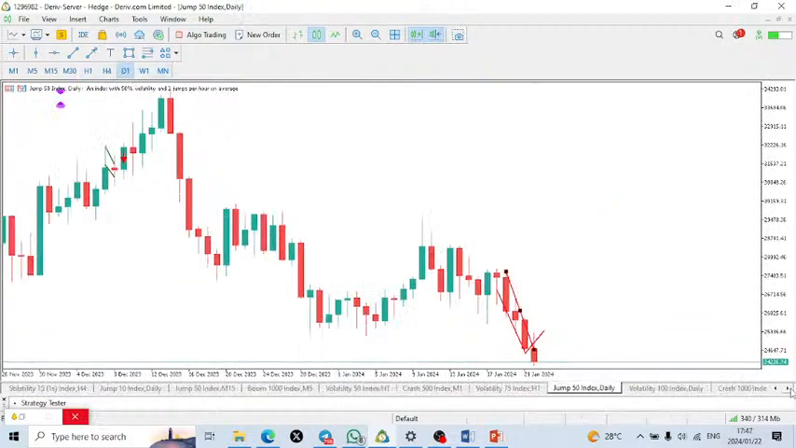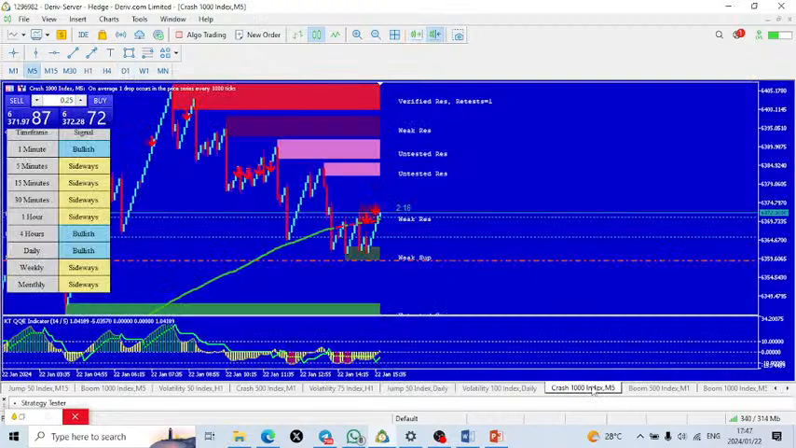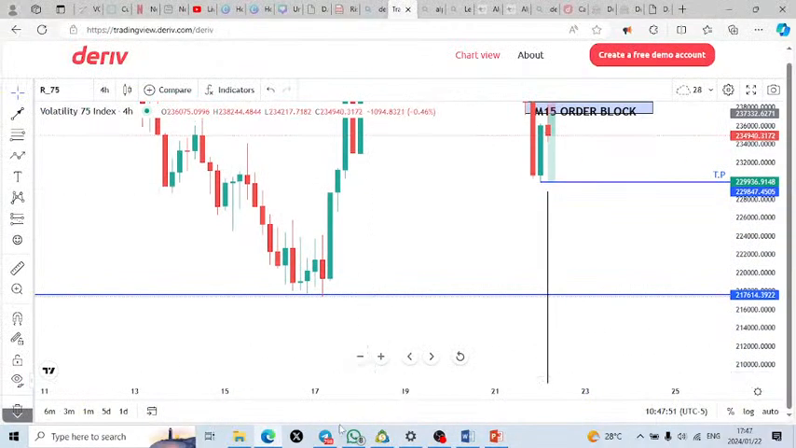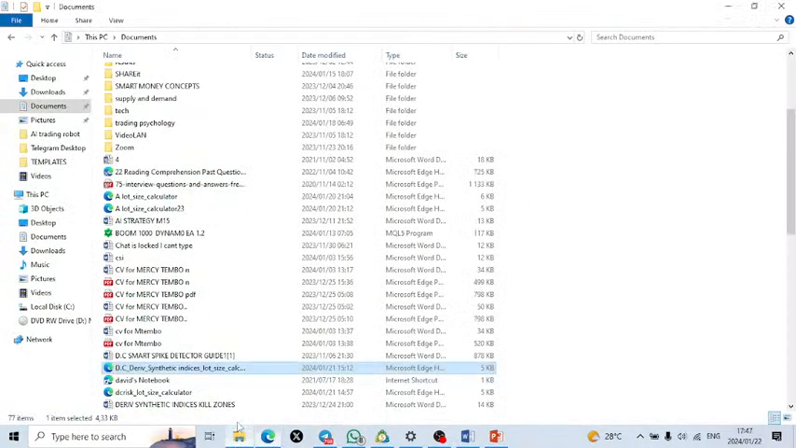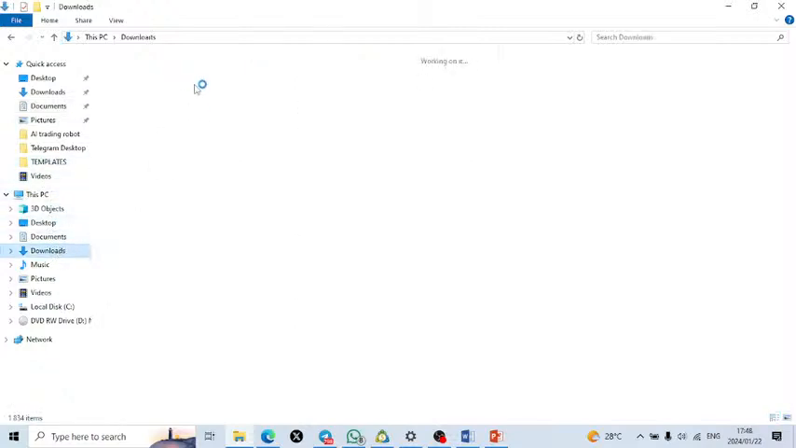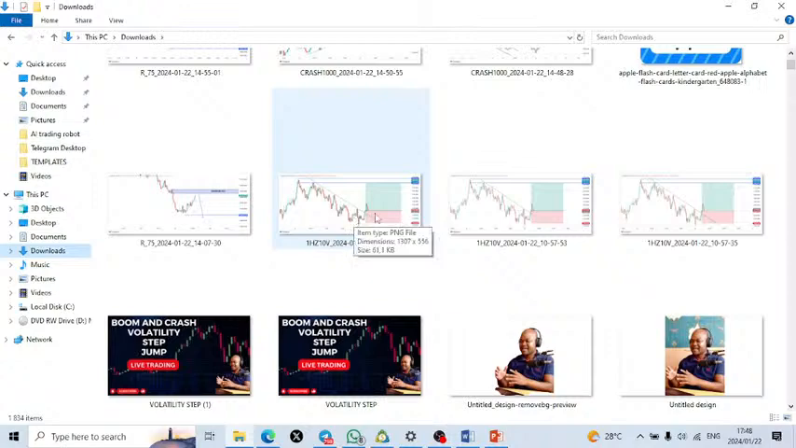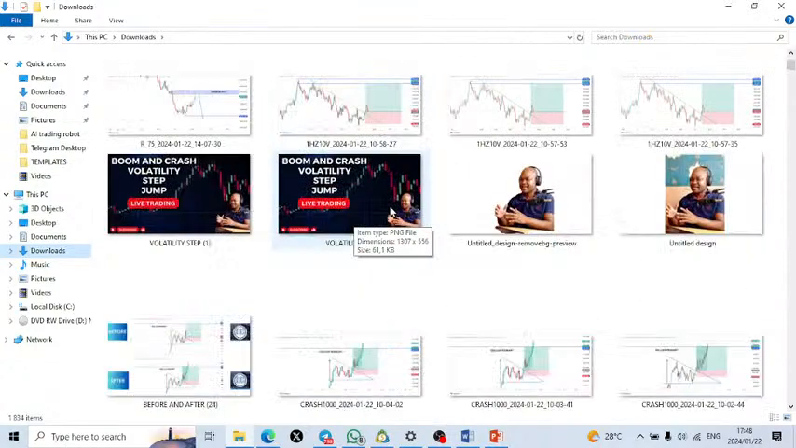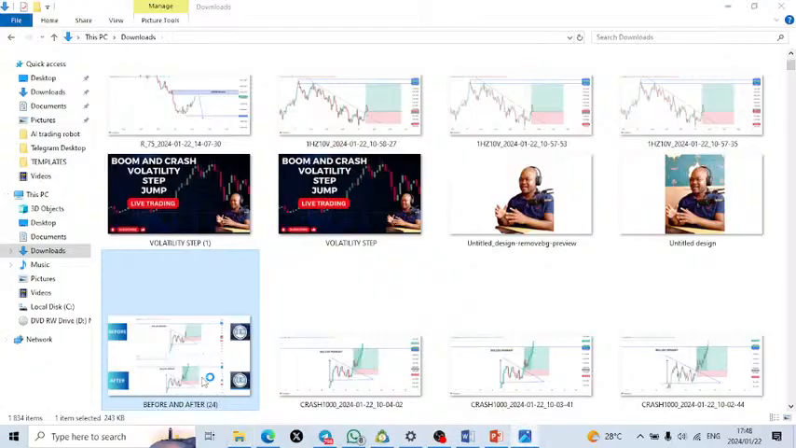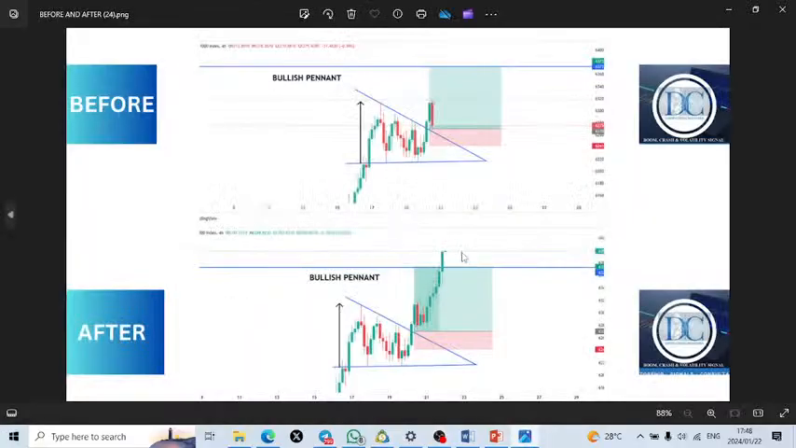Okay, let's try to look for Boom and Crash. We gave a very good signal in Crash. This is the reason why I'm doing this. Where is that setup of Crash? So this was the signal that I gave on Crash.